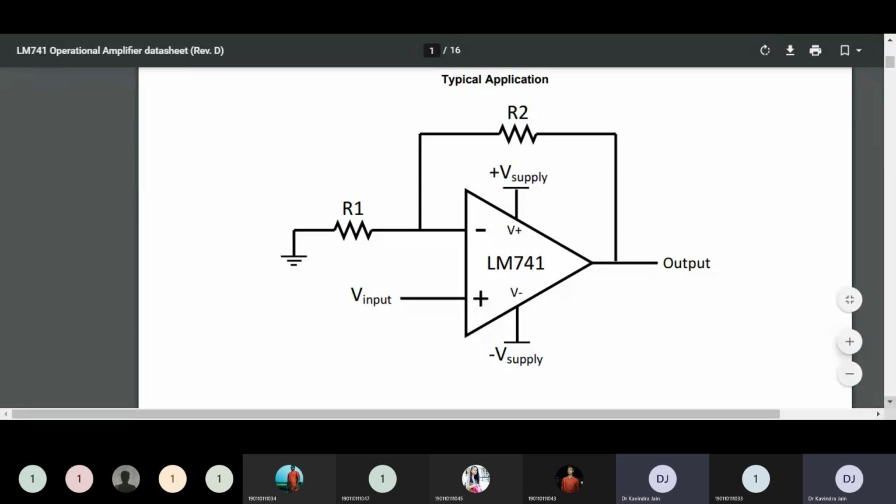Now, what should we get at the output? That depends on the formula. So how to calculate that formula? That we are going to study. Vice versa for the non-inverting amplifier. Instead of pin number 2, we will be providing the input at pin number 3, and we are going to check it out. So do not worry, we will start slowly, step by step.